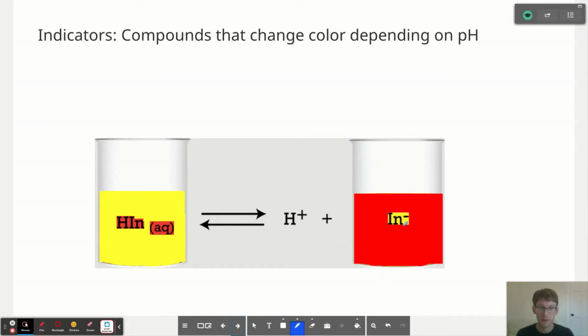So this form, the red, indicates that we are in a basic solution, and the yellow form indicates that we're in an acidic solution. This is important because if I had a glass of acid and a glass of base, they would probably look like clear colorless solutions without the presence of an indicator, and I wouldn't know which is which. So an indicator can be very helpful in helping us determine whether we have an acidic or a basic solution. And depending on what indicator is used, they can be useful in telling how acidic or basic something is.